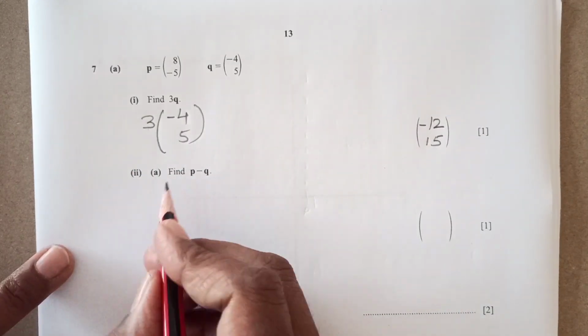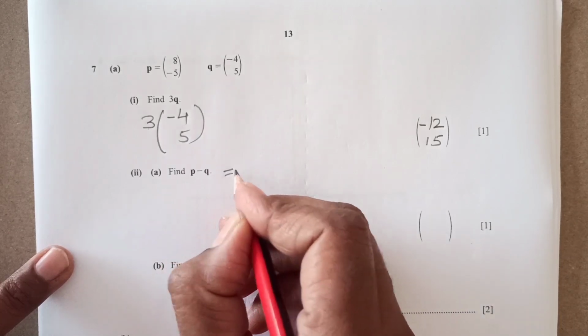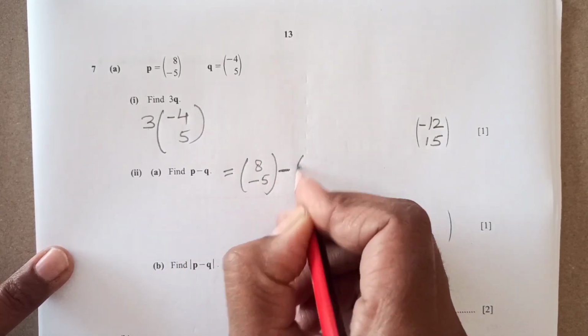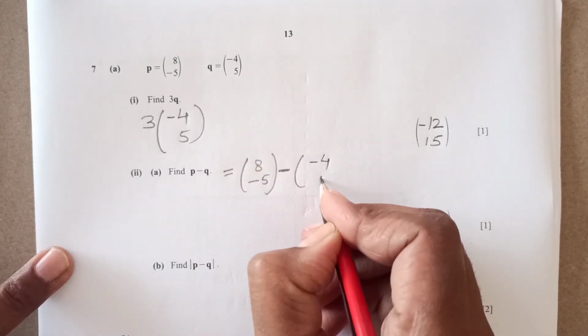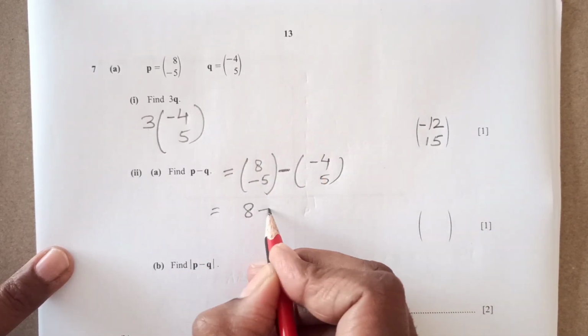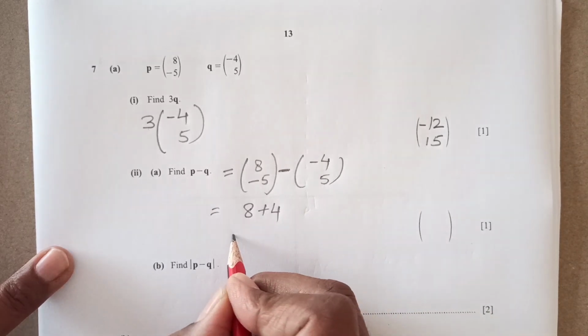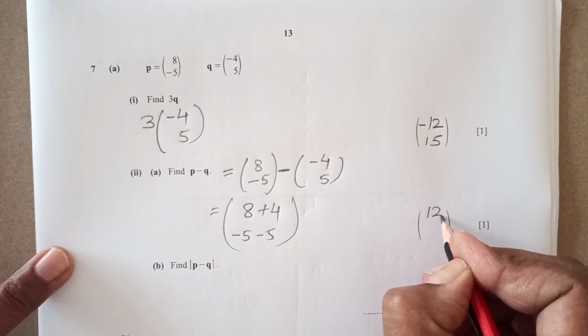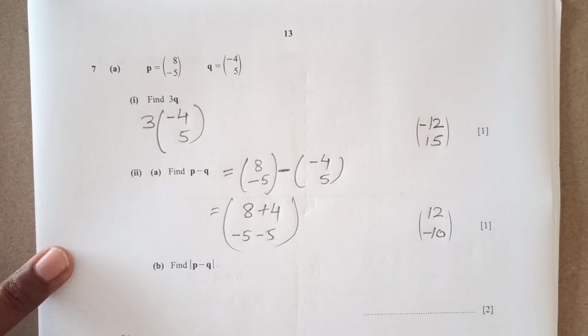Simple. Now p minus q. So p minus q is 8 minus (-4), that will become 8 plus 4, and 5 minus 5. So this is 12 and 0... right?